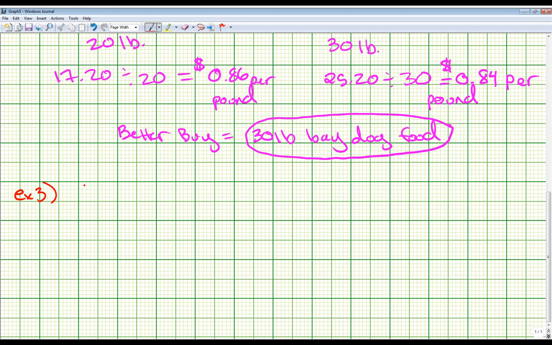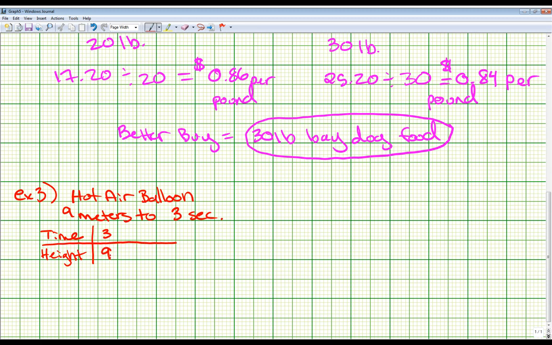So first thing we'll do is write down the information they've given us. So the first thing they have is a hot air balloon. And the hot air balloon, it rises 9 meters for every 3 seconds. So I'm going to put 9 meters to 3 seconds. And then we can go ahead and fill out a little ratio table. So we can compare the time versus the height. So let's put the time here and the height here. And so if the time is 3 seconds, then my height is going to be 9 meters.